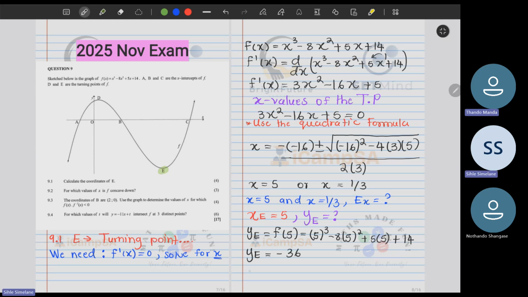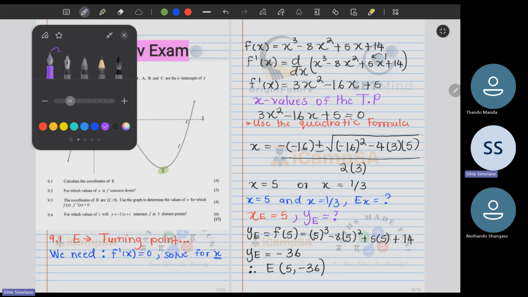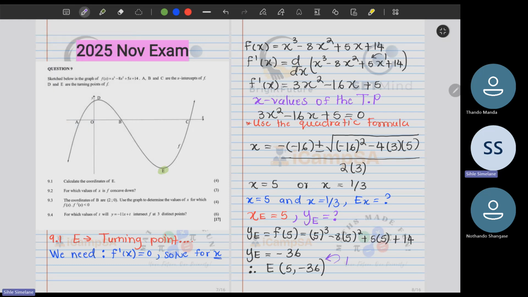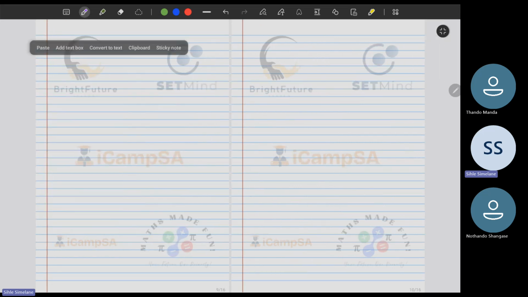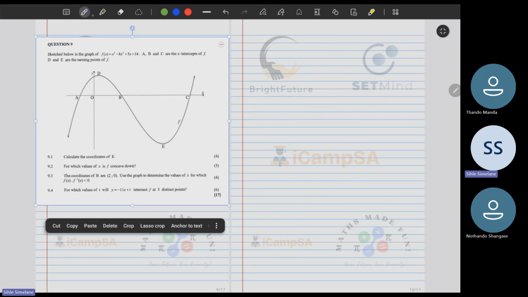Negative 36. So therefore, we now have our coordinates of E, which is just 5 and negative 36. Okay, just like that, we are done with that question, guys. So now let's go to the next question and see how we deal with that question. So for question 9.1, that becomes our answer. Those are the coordinates of E. So let's go to the next page and have a look at the next couple of questions.